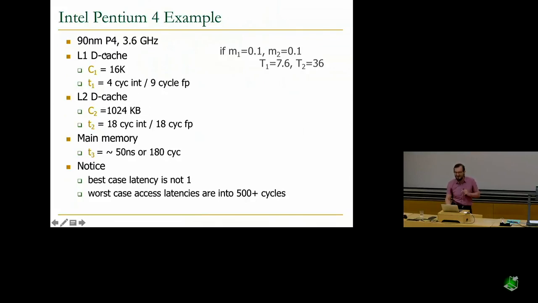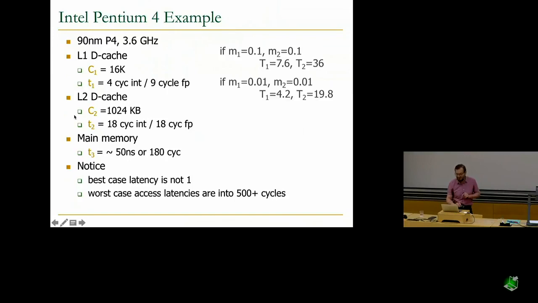Now we have that, we can calculate the perceived access latency at the L1 level. What is that? So large T1 equals small T1, which is 4, plus miss rate times the perceived access latency at this level. So it's 4 plus 0.1 times 36, so it's 7.6. Okay, so with this miss rate, that's what you get. This is a high miss rate, actually. 90% hit rate in the L1 cache is not good, because every instruction gets a perceived access latency of 7.6 cycles.